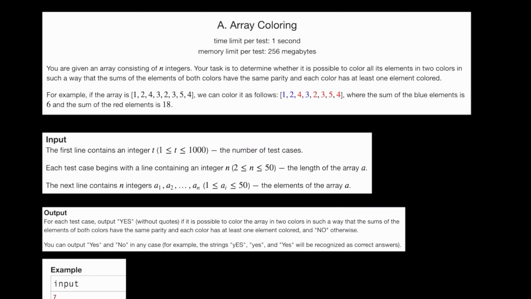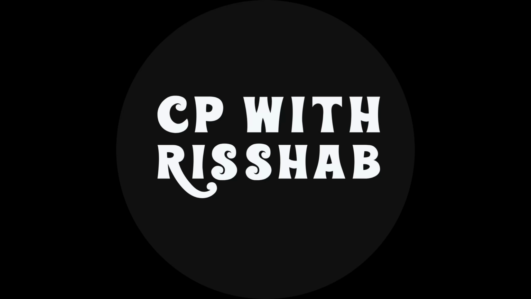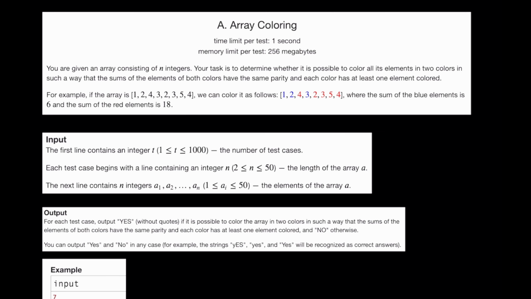So today we are going to discuss the 15th problem in the TLE Eliminators CP sheet, 800 rated problems. The problem name is array coloring. Let's get started. Let's first read the problem statement.